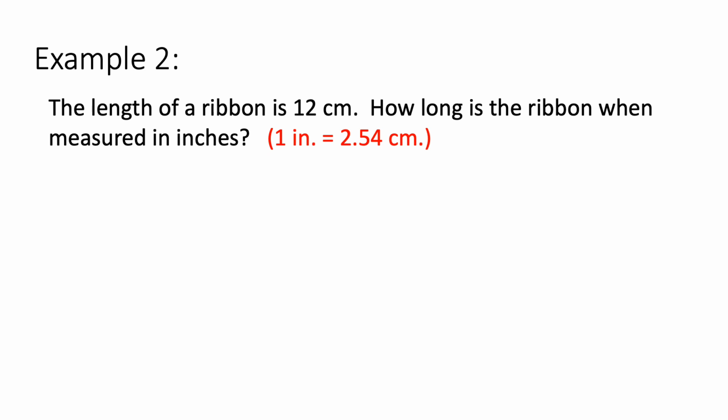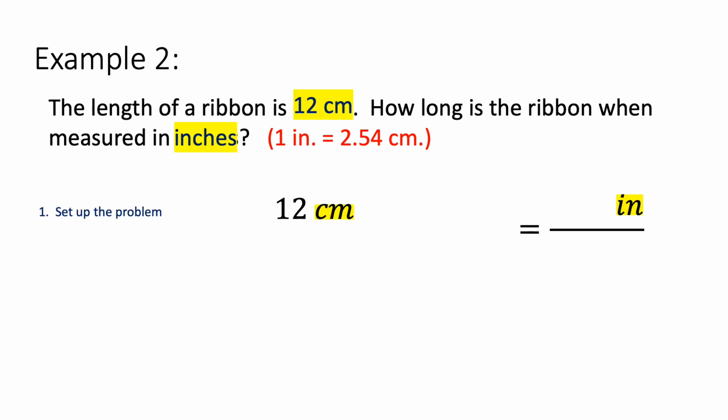Here's another example. The length of a ribbon is 12 centimeters. How long is the same ribbon when measured in inches? So we have a conversion ratio here. 1 inch is equivalent to 2.54 centimeters. So we start by writing 12 centimeters and then setting it equal to how many inches. So our conversion ratio is going to have inches on the top and centimeters on the bottom. This is so we can cancel out centimeters and change the name to inches.